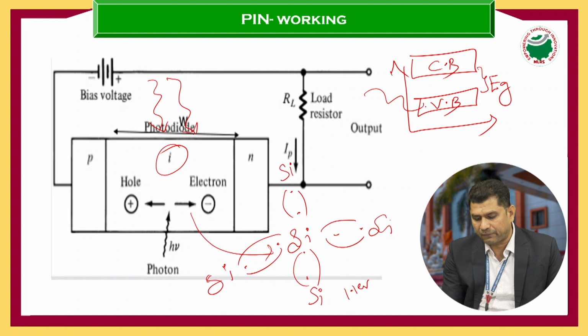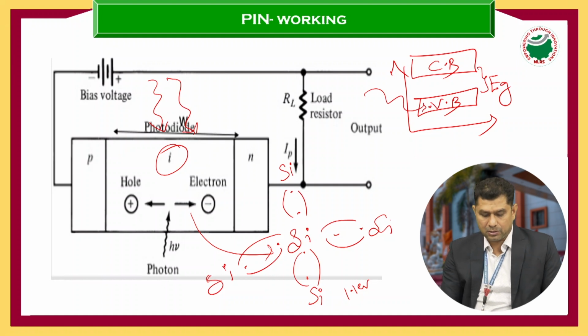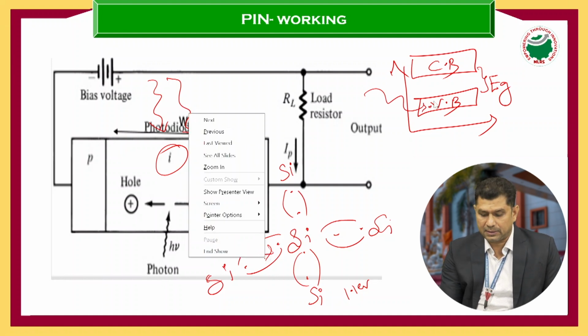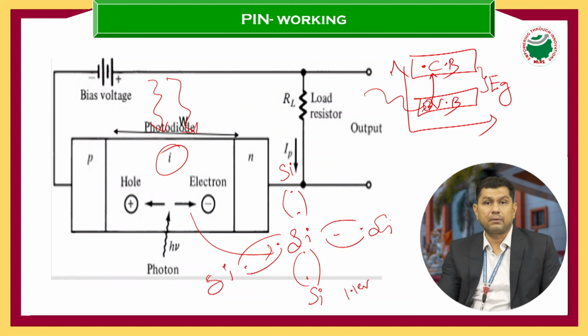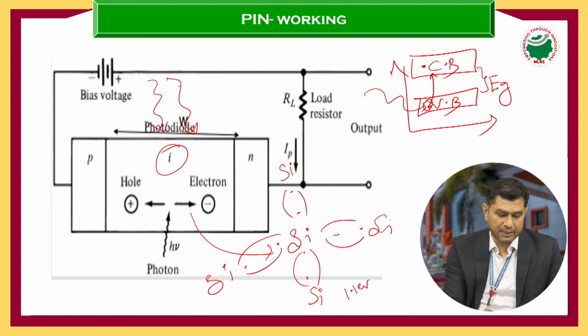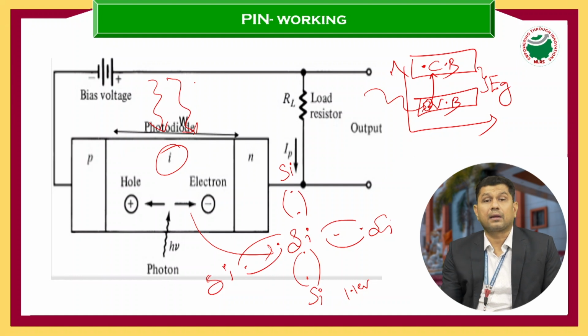Whenever you supply sufficient energy, this covalent bond breaks down. This electron will excite to the conduction band. The electron goes to the conduction band and a hole appears in the valence band. Like that, electron hole pairs are formed. Whenever sufficient energy is incident on the intrinsic layer, photon interaction with the electron takes place and electron hole pairs are generated.